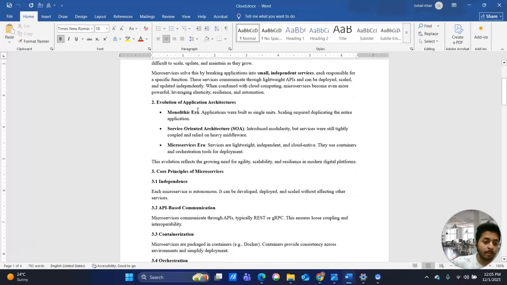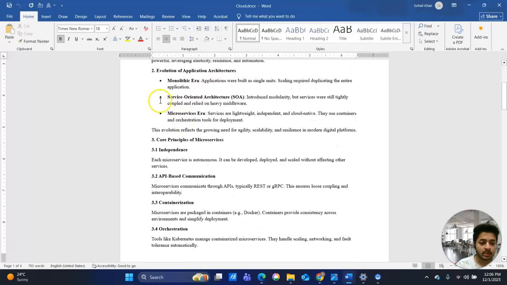Microservices solve this by breaking the application into small, independent services, each responsible for a specific function. These services communicate through lightweight APIs, and can be deployed, scaled, and updated independently. When combined with cloud computing, microservices become even more powerful, leveraging elasticity, reliability, and innovation.